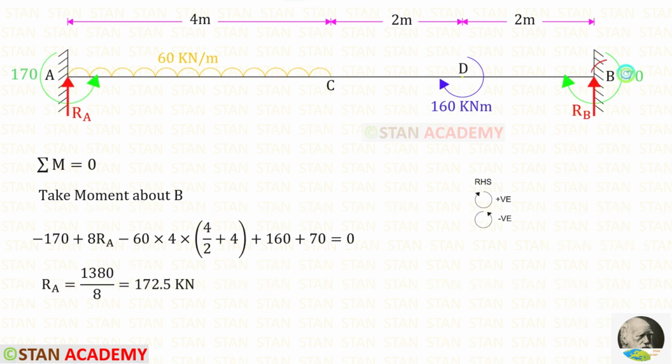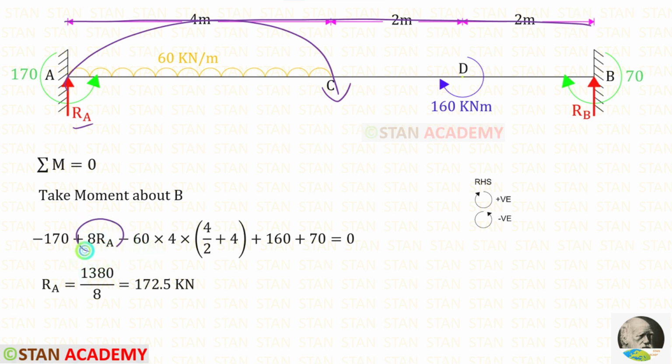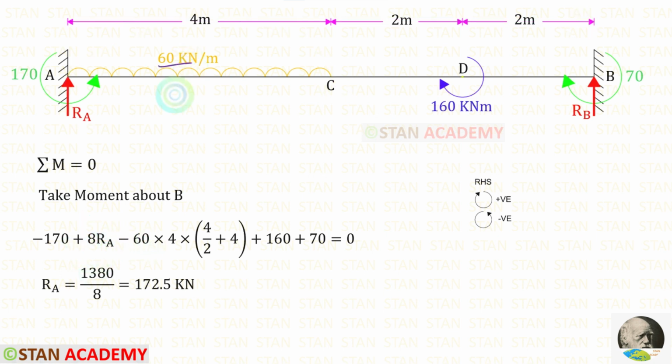Now let us take moments about B and find the vertical reaction RA. MA is acting in the anticlockwise direction so it will be negative. RA is acting in the clockwise direction so it will be positive, and the distance is 8, so 8 RA. The uniformly distributed load is acting in the anticlockwise direction so it will be negative, and then we have to multiply the distance 4.